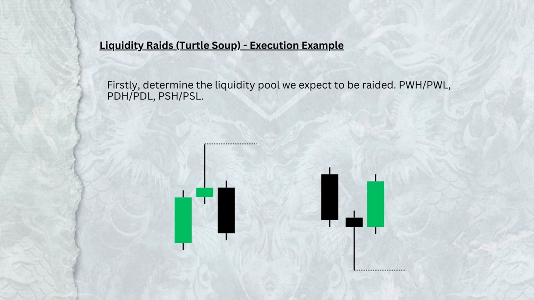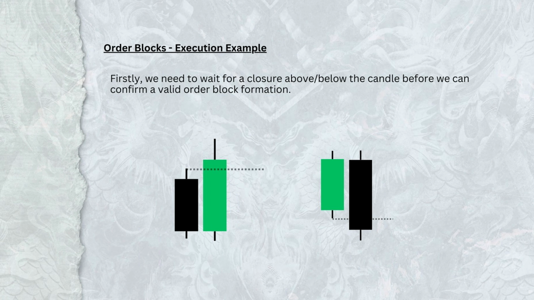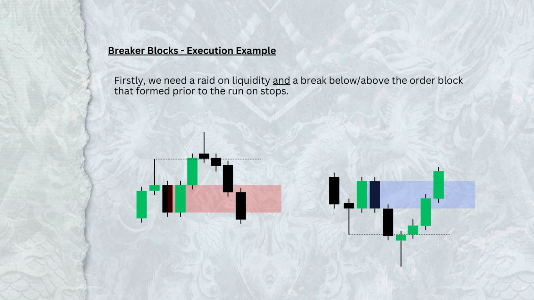Most traders lose money because they enter at the wrong time. Today, I'm going to show you the exact entry models I used to help me make over $1 million from trading in just 2 years, and break each one down step by step.